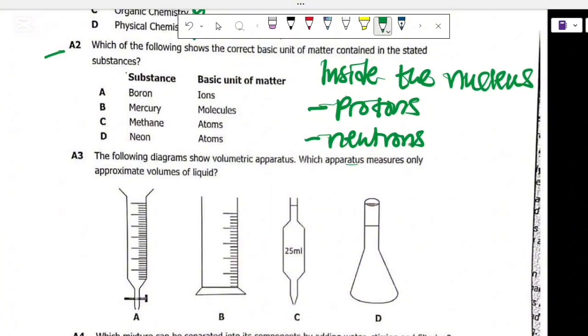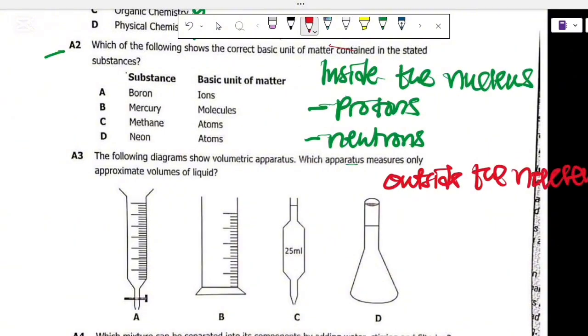Neutrons are neutral. Then outside the nucleus, which is within the shells, you have electrons. So let's write here. Outside the nucleus, what do you have? Electrons.